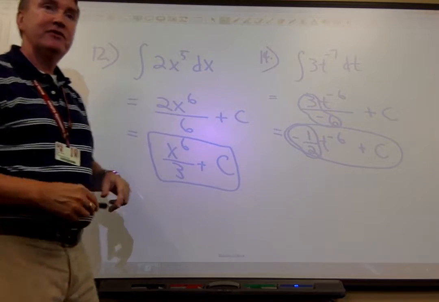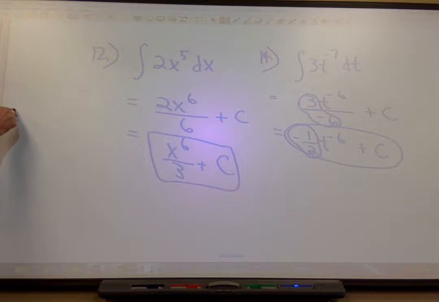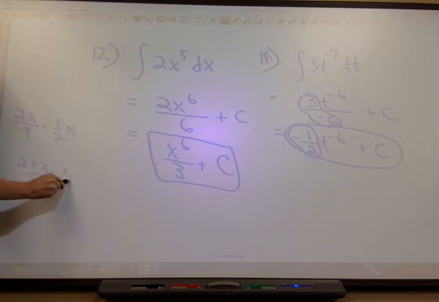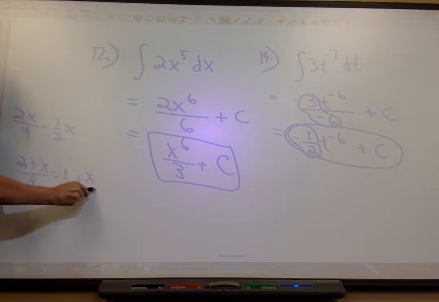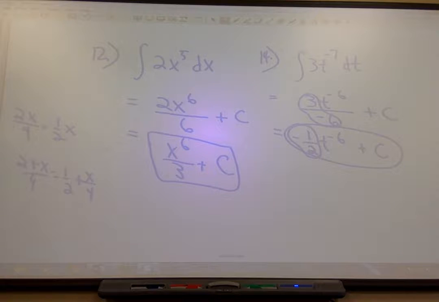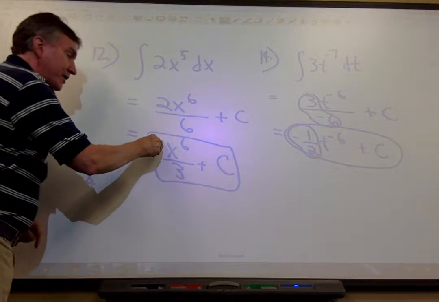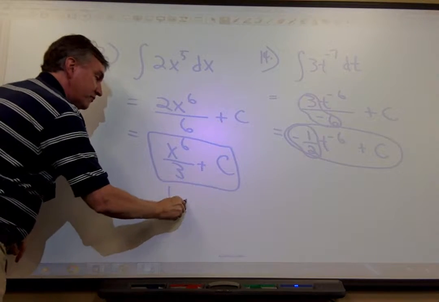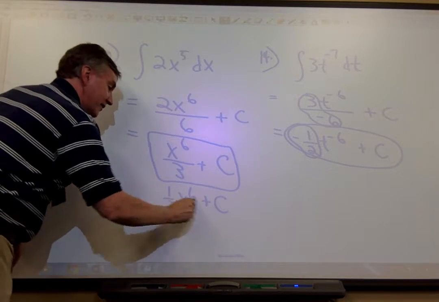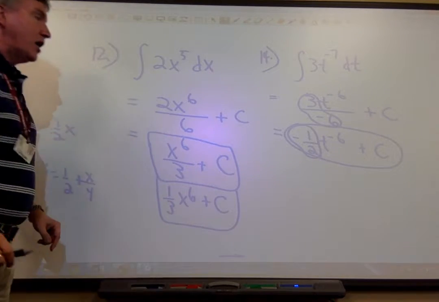Remember that? In other words, if I had 2x over 4, wouldn't you say that that's 1/2 x? But if I had 2 plus x over 4, it would be 1/2 plus x over 4, wouldn't it? That's what you're asking. Yeah, but then why didn't we do that to the other one? It was multiplied. I could write it as 1/3 x to the 6 plus c. That's the same. So it doesn't matter which way we write it?